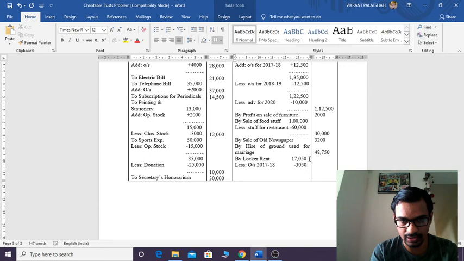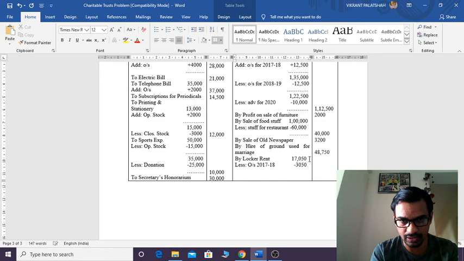Now the receipt side is also finished. See, look at the receipt side, all the items are transferred. Now we have to check the adjustment, and if any effect remains to be recorded, that effect we have to show under the income and expenditure account, on the expenditure or the income side. So first of all, now look at there.